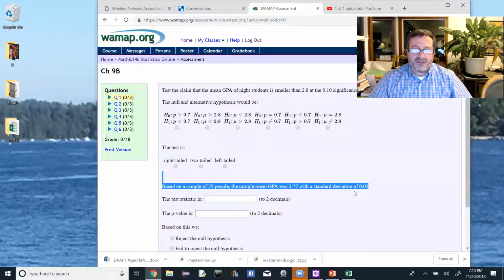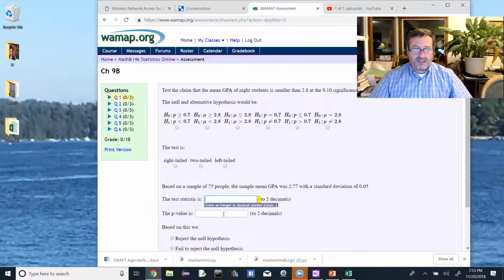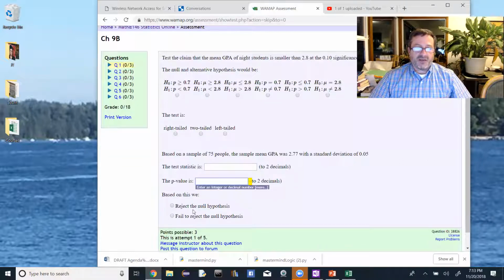And then down here, it's giving us the sample data. Based on a sample of 75 people, sample mean GPA was 2.77 with a standard deviation of 0.05. It's asking us to find the test statistic, the p-value, and then determine whether or not we reject the null hypothesis or fail to reject the null hypothesis.